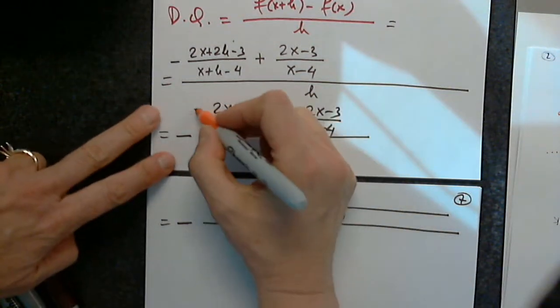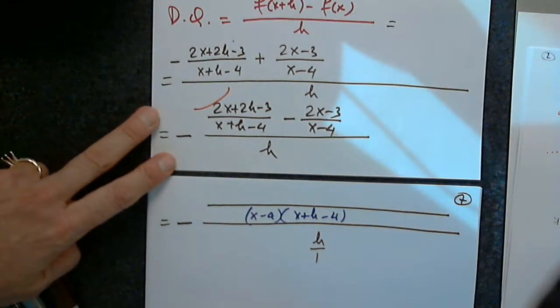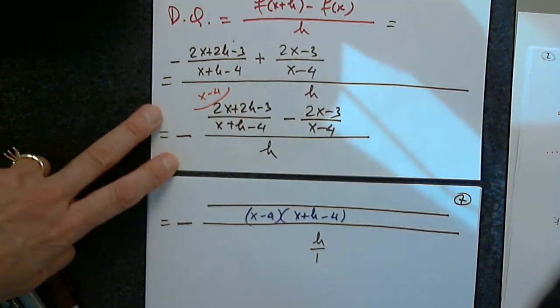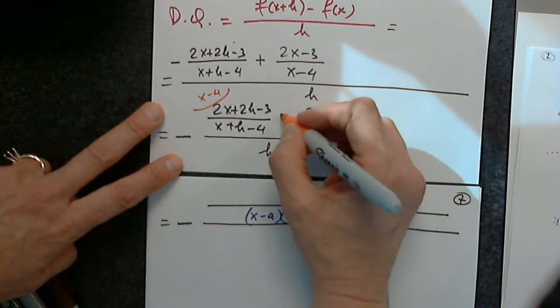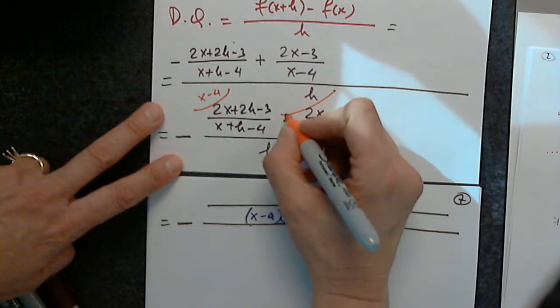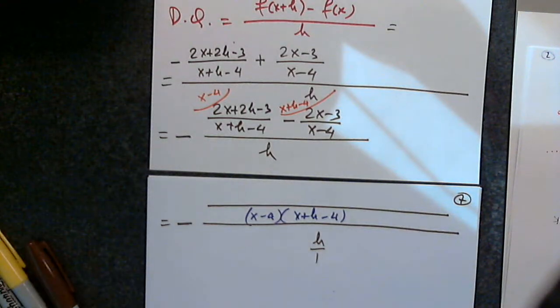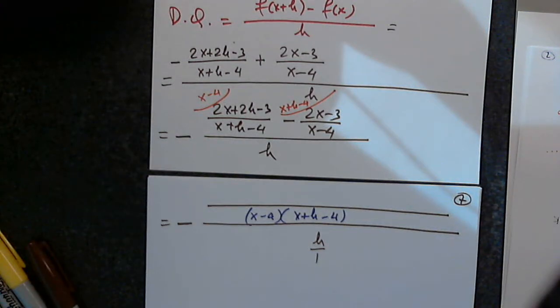Okay, the top of the first fraction needs to be multiplied by what it does not have, and that is x minus 4. The top of the second fraction needs to be multiplied by what it doesn't have, x plus h minus 4. So far, so good? Okay.